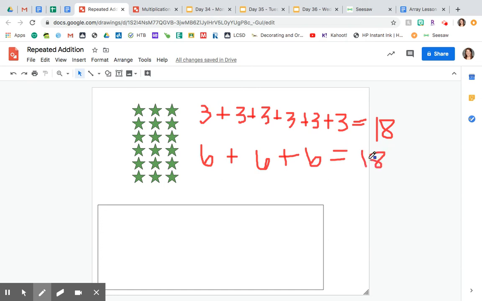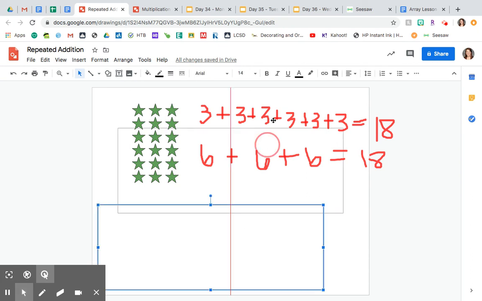So if we think back to when we identified we had 3 columns, we can find the 3 in this number sentence, and it's there 6 times. 1, 2, 3, 4, 5, 6. Or we could find the number 6 3 times. So let's try this again with a different array.